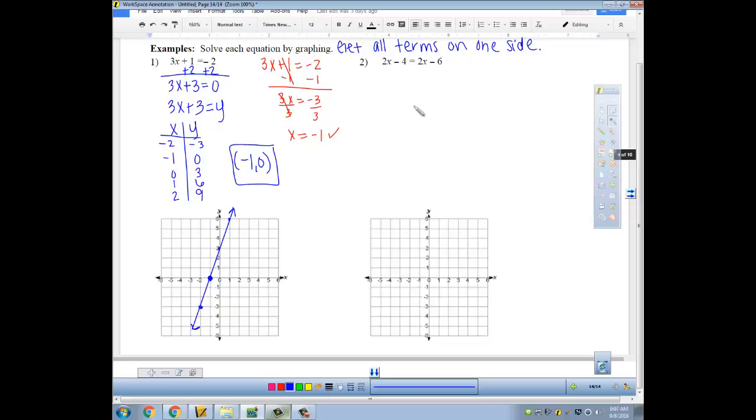Number 2, I'm going to get all my terms on one side. I'm going to move it to the left side. So I'm going to move this 2x over and move that 6 over by adding. So always do the opposite. 2x minus 2x is 0, so that's gone. Negative 4 plus 6 is 2 equals 2x minus 2x 0, negative 6 plus 6, 0. So again, my goal was to get 0 on the right side, which I did. So now I can rewrite the equation as 2 equals y, and then graph it.